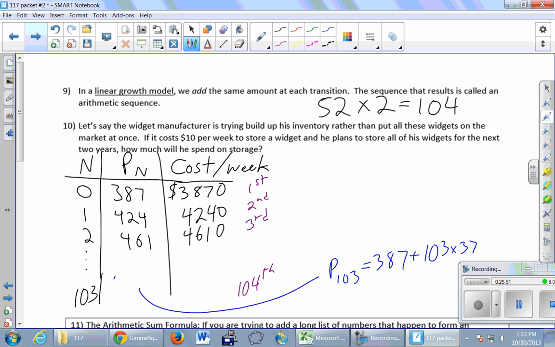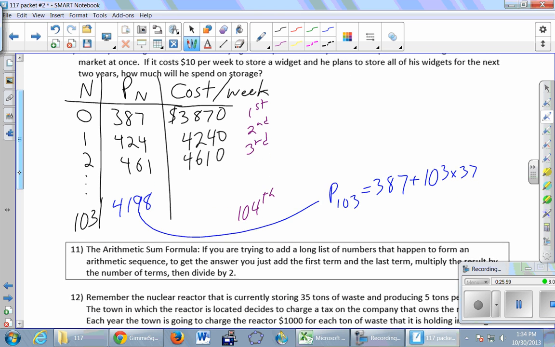Again? Anybody else get that? Is that okay? And then how much will that cost us? 41,980. Oof. And that 41,980, that's how much we pay just for that 1 week. That's not the total. That's just 1 week.